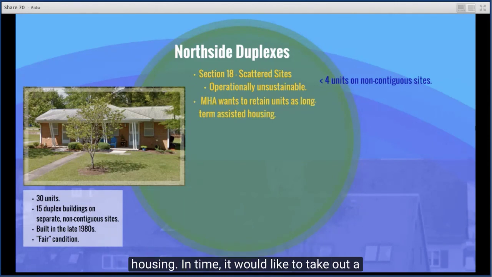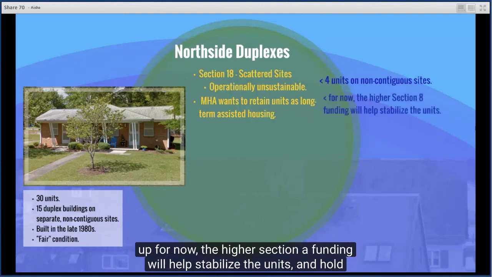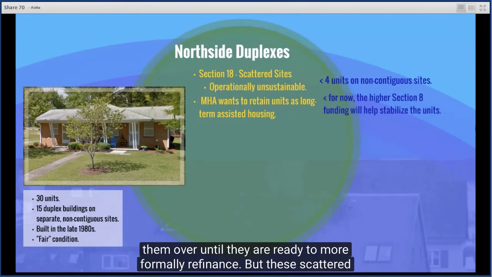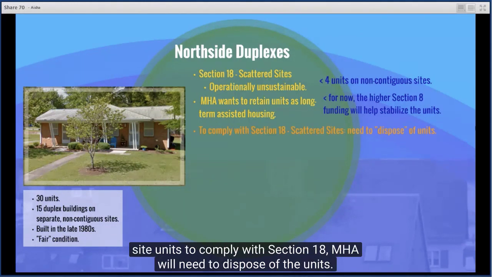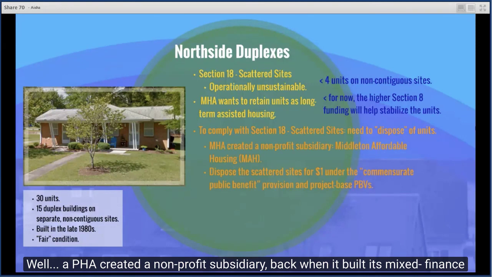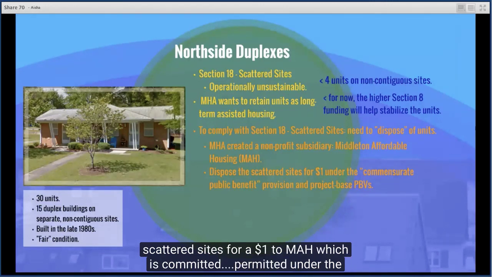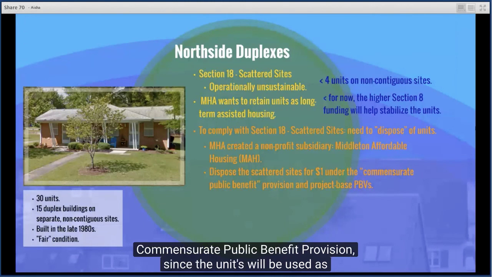In time, it would like to take out a mortgage on these units to undertake some needed recapitalization, but it feels that for now, the higher Section 8 funding will help stabilize the units and hold them over until they're ready to more formally refinance. For these scattered site units to comply with Section 18, MHA will need to dispose of the units. Well, the PHA created a nonprofit subsidiary back when it built its mixed finance project called Middleton Affordable Housing, or MAH, so likely it will dispose of the scattered sites for $1 to MAH, which is permitted under the commensurate public benefit provision, since the units will be used as affordable housing.